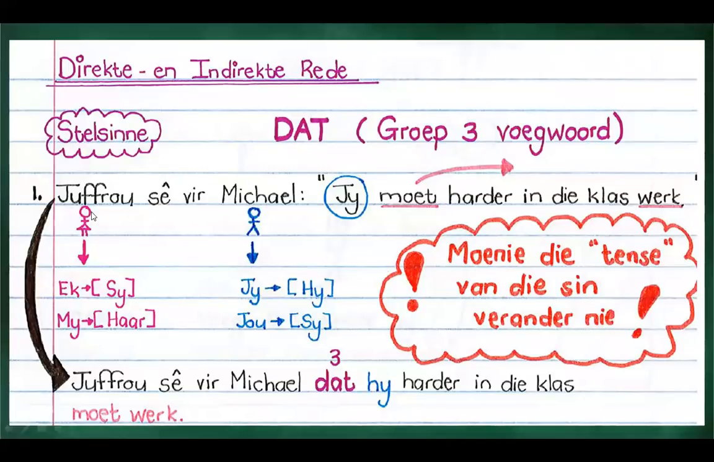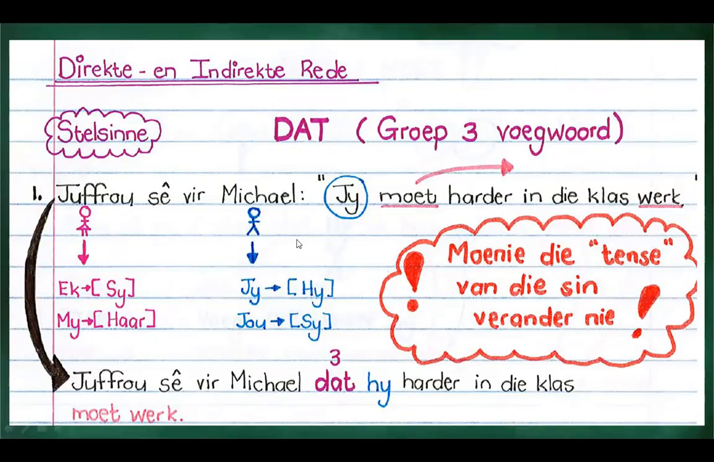Now, juffrou, this was a situation in my class. So I always use kids from my class as examples. So the juffrou is actually me. Michael was one of the pupils in my matric class last year. So juffrou sê vir Michael. So juffrou is nou 'n vroutjie, a female, en die ek en die my in die direct speech gedeelte verwys na haar. Michael is nou 'n seun, he's a boy, so everything that jy en jou will refer to him.